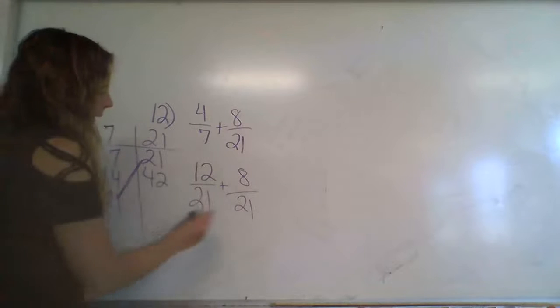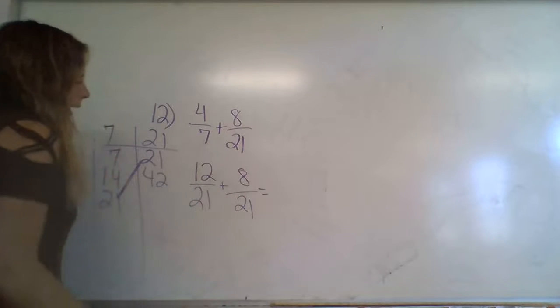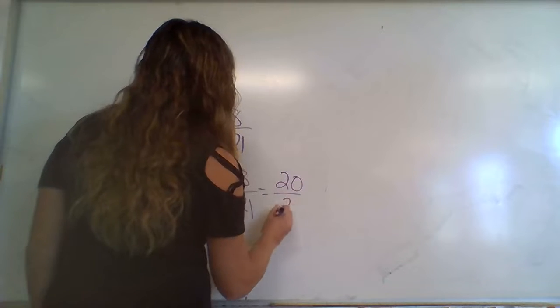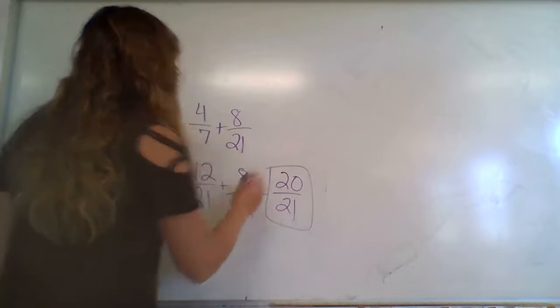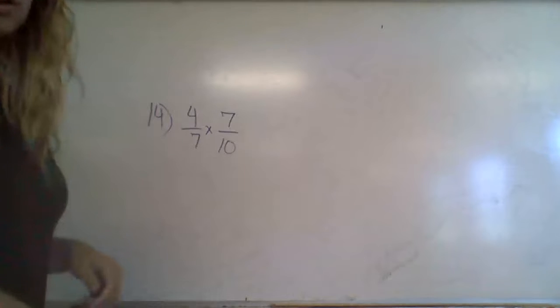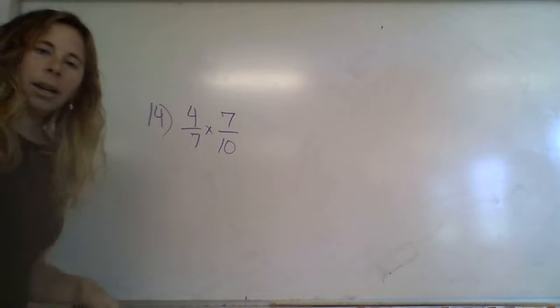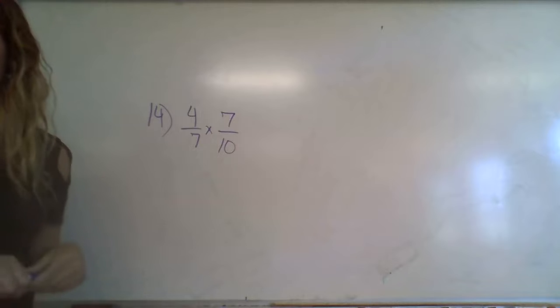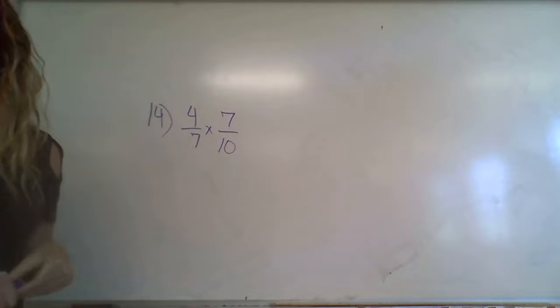Now you can add them. 12 plus 8 is 20 over 21. So that would be your answer. Okay? The last set of problems, you are multiplying fractions, 13 through 16.